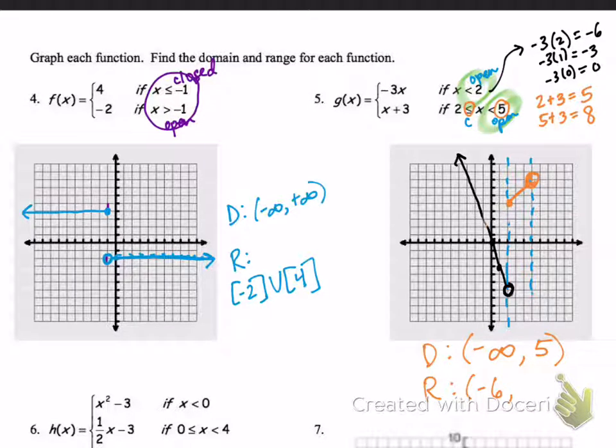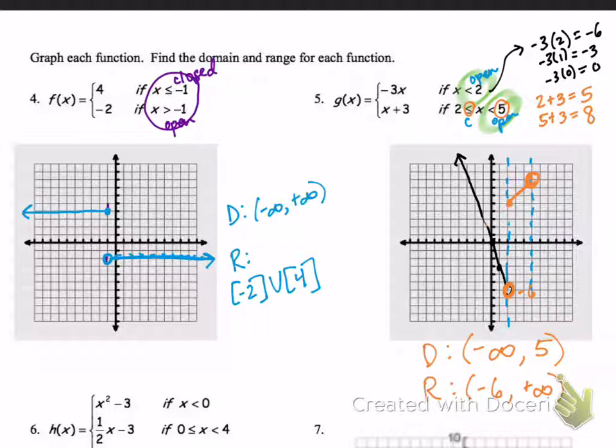Yeah, it's open right here. Right here, it's negative 6, so it is open. So I do a parenthesis. And then I go up, up, up. Do I stop anywhere? No, so I go to positive infinity.